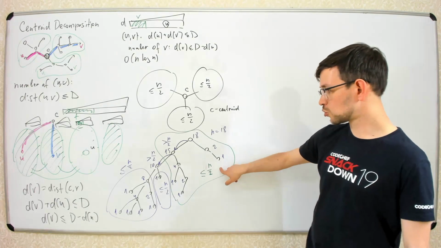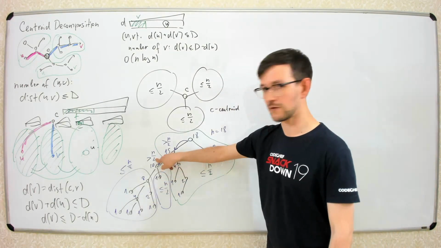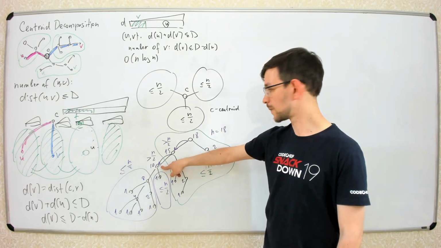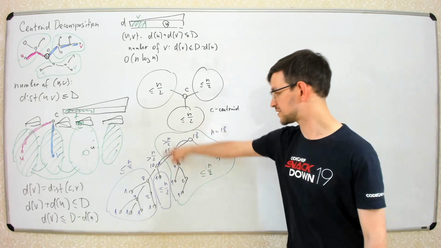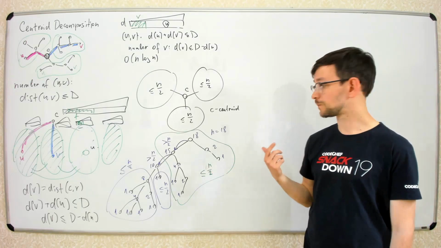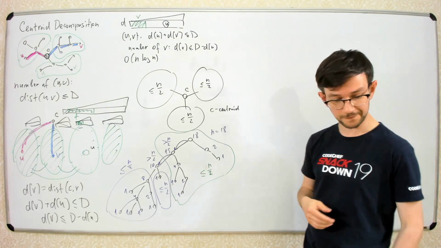Why is it less than n over 2? Because this subtree is more than n over 2, and this part is everything except this subtree. So since this subtree is more than n over 2, this part is less than n over 2. That's all. So that's how you find a centroid.